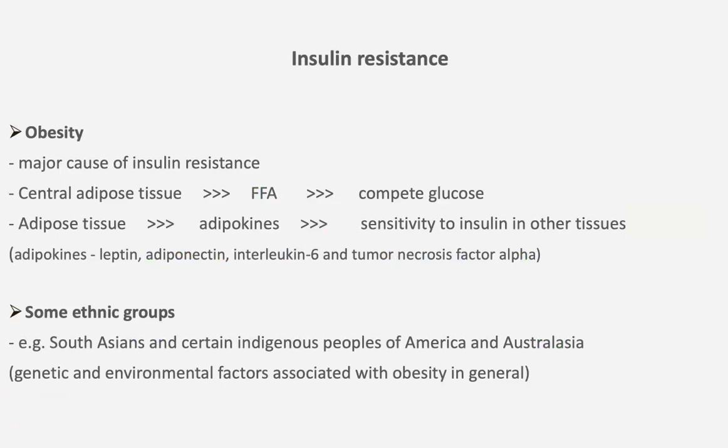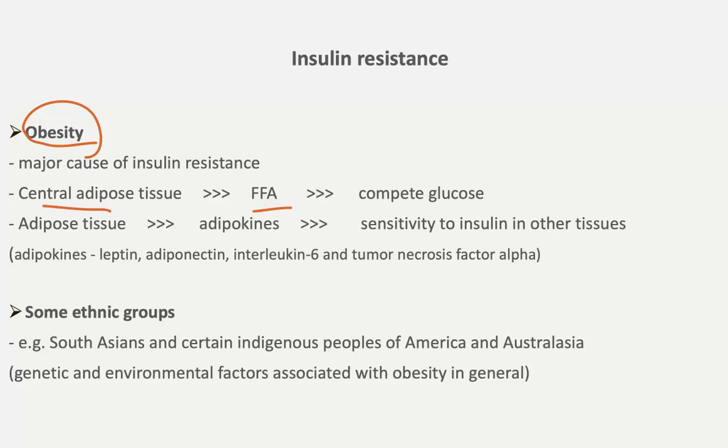So the next, second important risk factor causing insulin resistance is obesity. In an obese patient, the intra-abdominal central adipose tissue is metabolically active and releases a large amount of free fatty acids, which induce insulin resistance by competing with glucose as fuel supply.